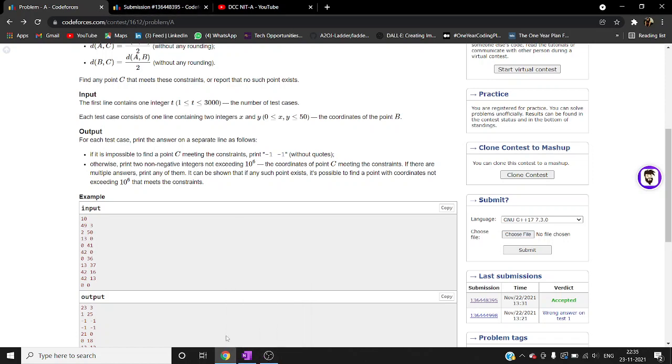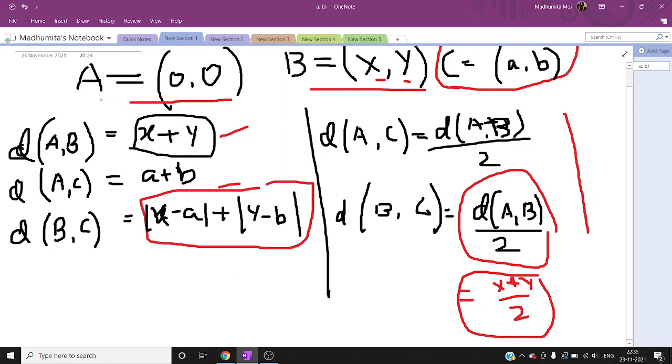Let me explain the problem. For your quick reference, I've written here the coordinates of A as 0, 0, B equals x, y, and C I have assumed to be a, b. Here I have written the distances between various points. The distance of A to B is |x - 0| + |y - 0|, which comes to x + y. Distance of A to C is |a - 0| + |b - 0|, that is a + b. Distance of B to C equals |x - a| + |y - b|.